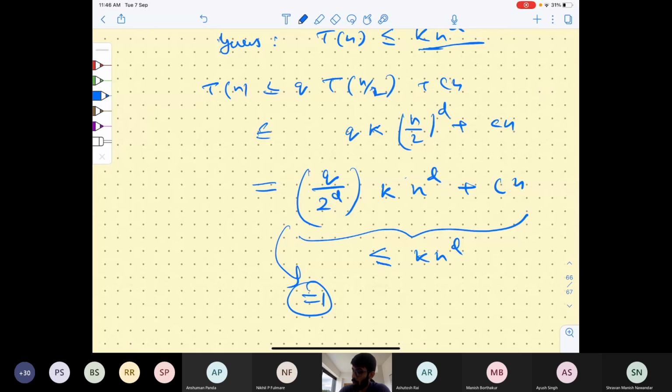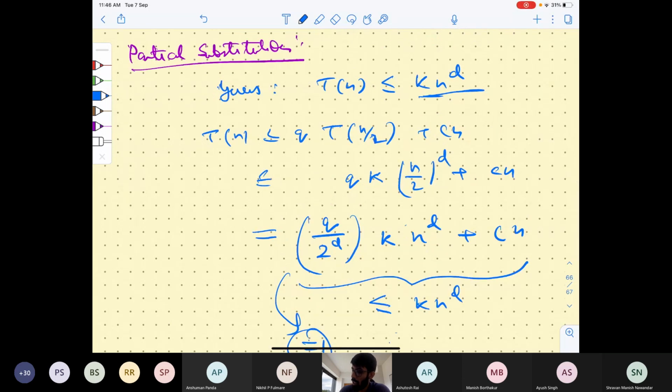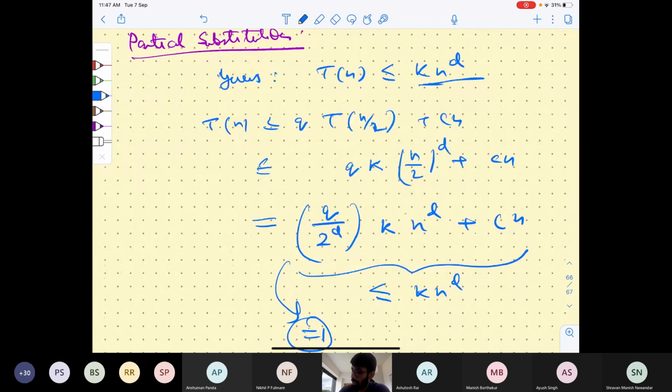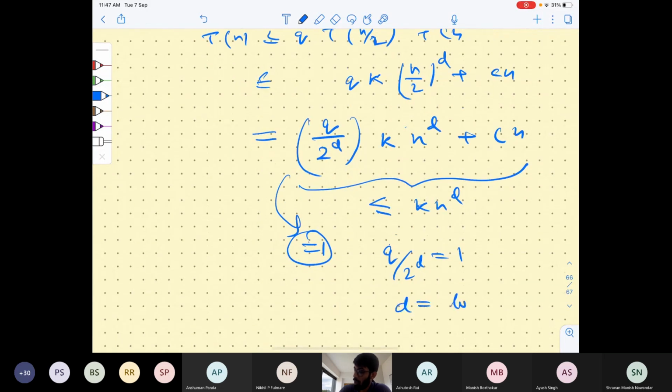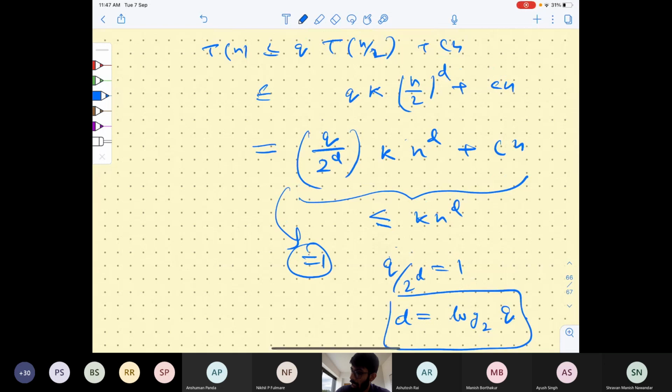Suppose we want to put it equal to 1, because we want to fix the value of k and d. That is the point. So let's say q over 2 to the d we want to be 1, so we put d is equal to log 2 base q. You see that this exponent comes very naturally. If we put d equal to log 2 base q, then this becomes 1.